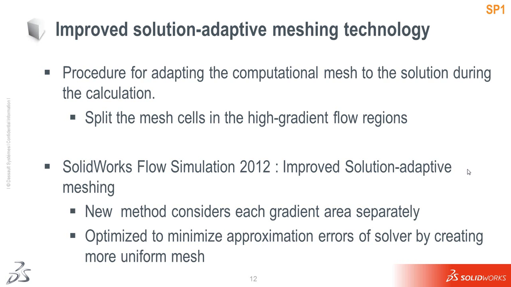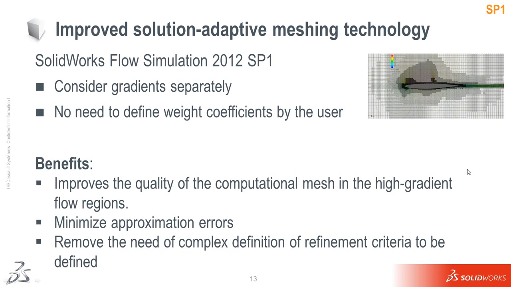This new method creates a more uniform mesh without holes and abrupt junctions, which is good for the solver and leads to better accuracy. The new solution adaptive meshing method decides whether to split a cell or not based on each flow parameter's derivative separately, based on many indicators such as temperature gradient, concentration gradient, etc. With the new method, we are removing the need for complex definition of refinement criteria and thus simplifying the meshing step.